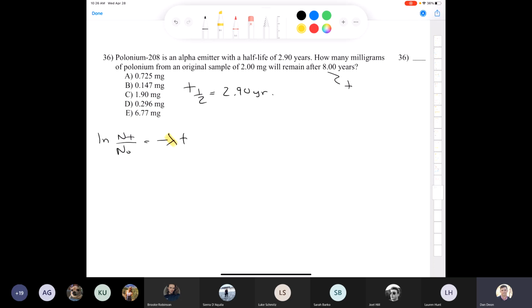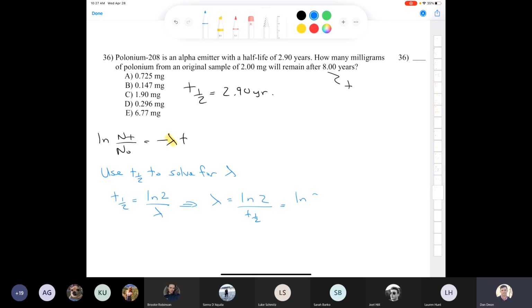Okay, so in order for us to solve for lambda, we're going to use our half-life. Use half-life to solve for the decay constant. So we know that the half-life is equal to the ln of 2 divided by the decay constant. Therefore, the decay constant is equal to the ln of 2 divided by the half-life.